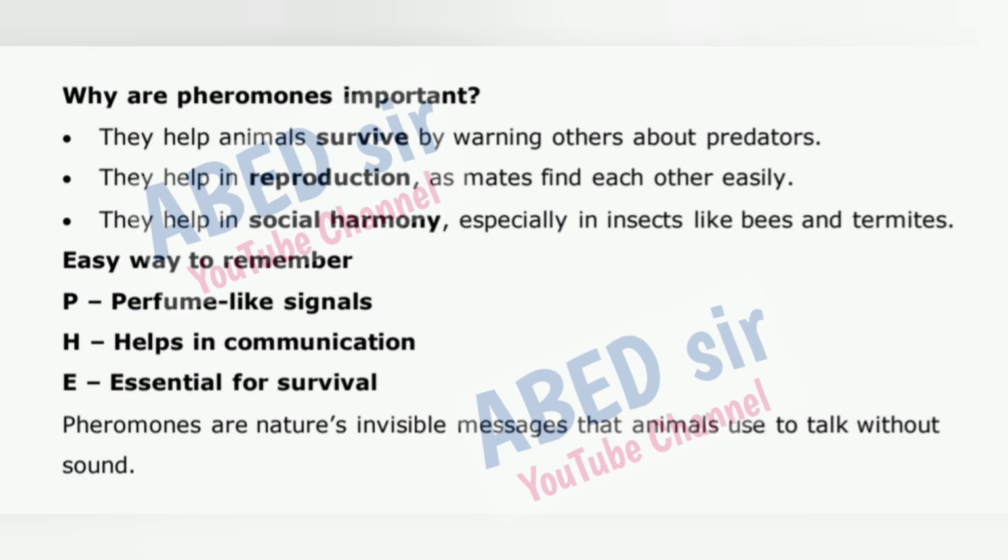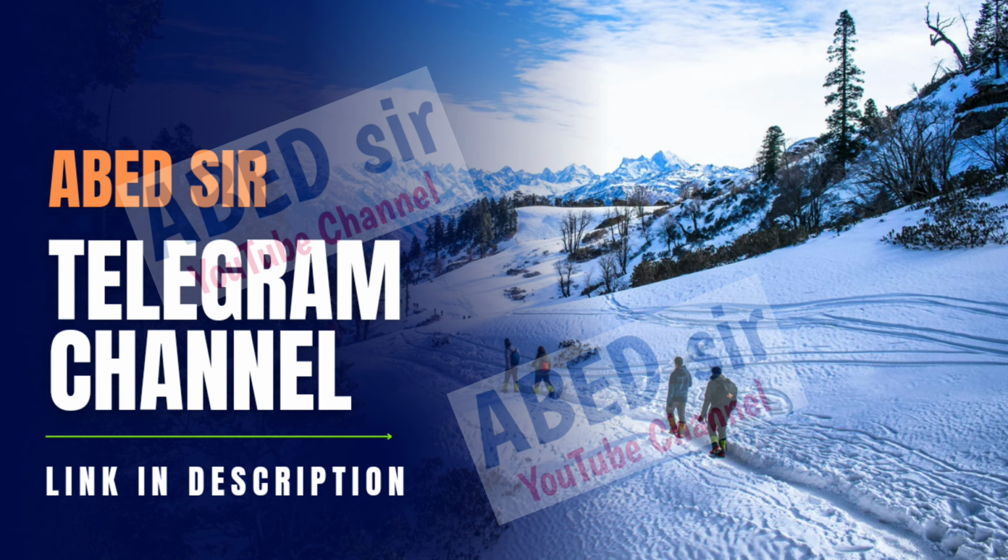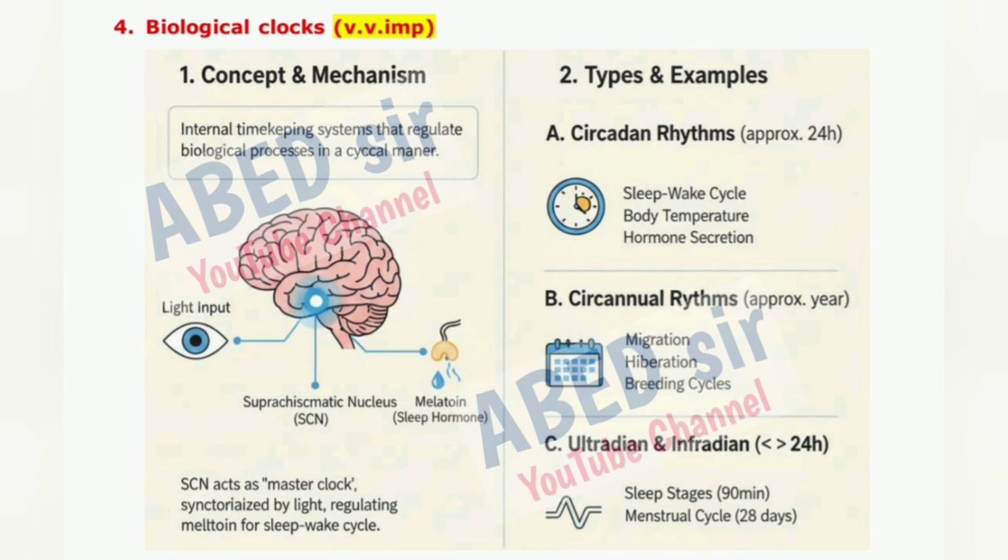Why are pheromones important? They help animals survive by warning others about predators. They help in reproduction, as mates find each other easily. They help in social harmony, especially in insects like bees and termites. Easy way to remember: P, Perfume-like signals. H, Helps in communication. E, Essential for survival. Pheromones are nature's invisible messages that animals use to talk without sound.